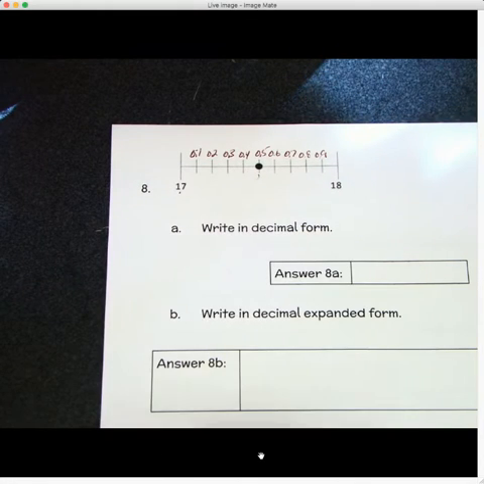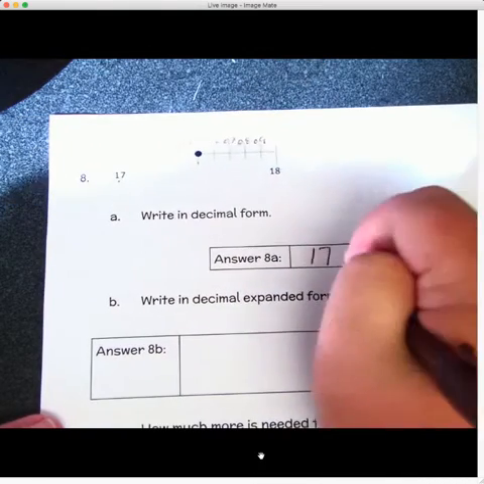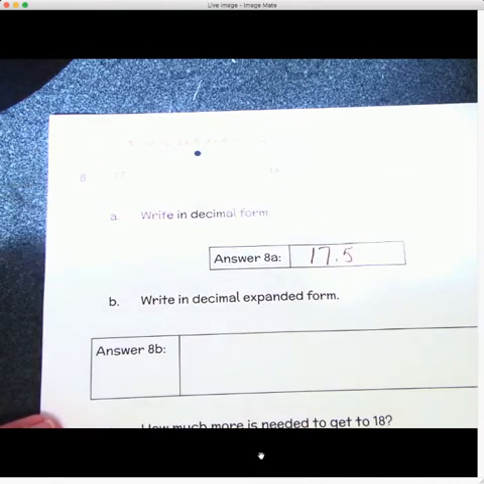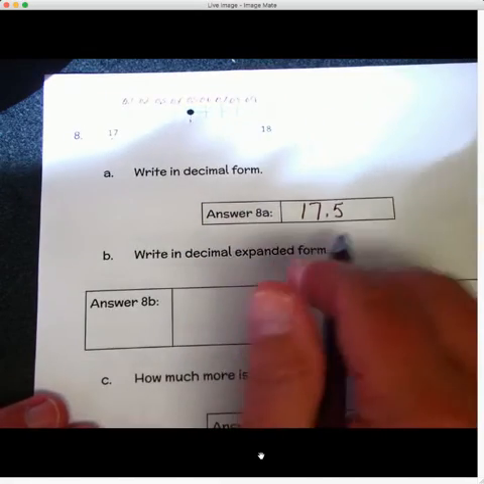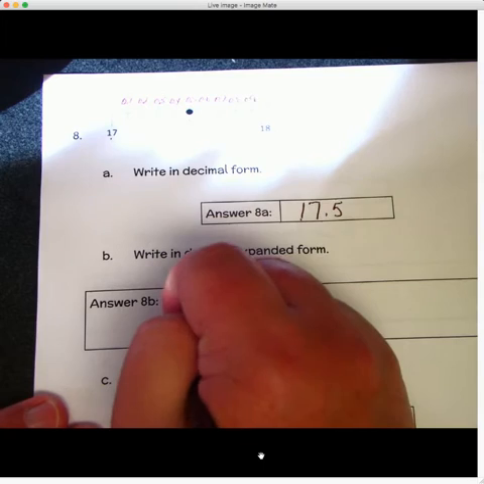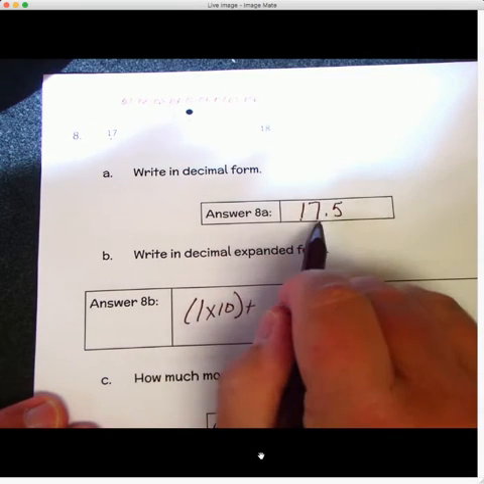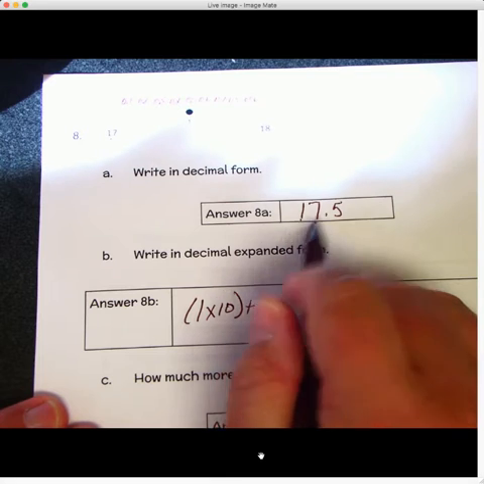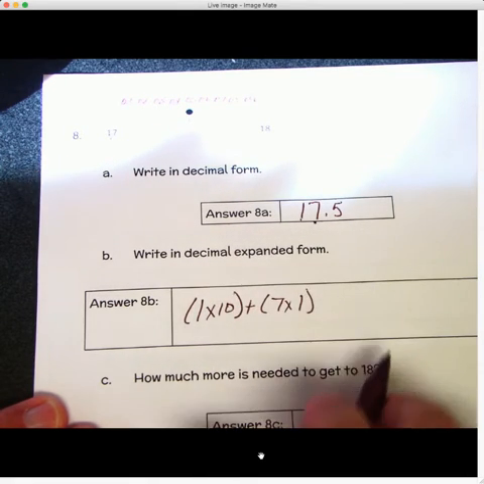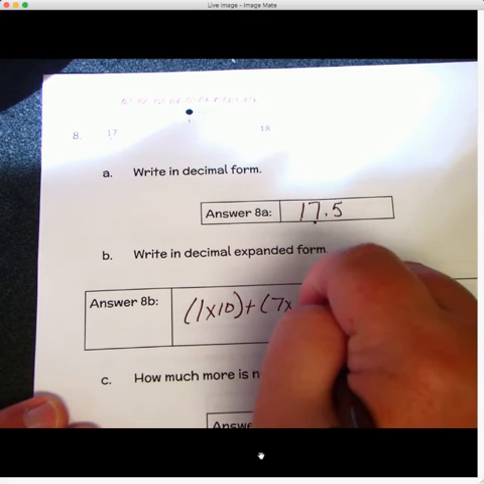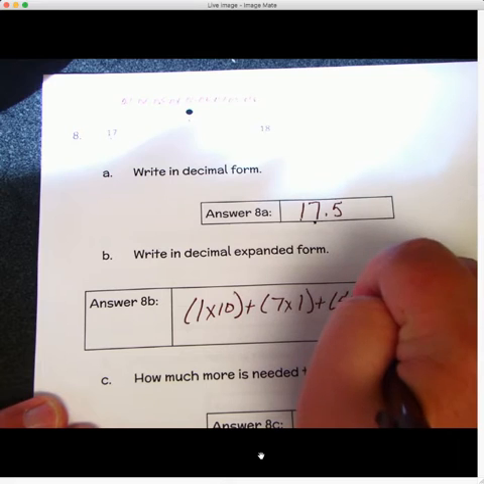So write it in decimal form. It's going to be 17 and 5/10. Decimal expanded form. So we've got 1 in a tens place. So 1 times 10 plus 7 in the ones place. 7 times 1. And a 5 in the tenths place. So 5 times a tenth, 0.1.